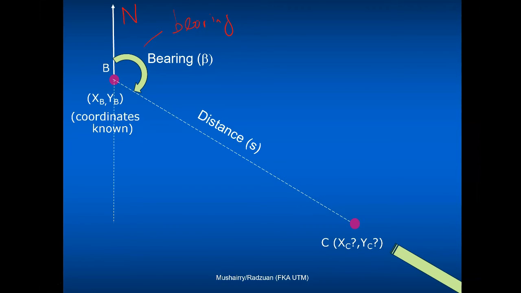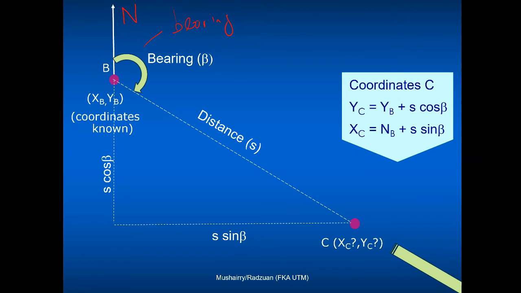So I'm going to use some simple trigonometry. I calculate the vertical distance along the north axis, or the y-axis if you like, and I'll do the same thing on the easting, or the x-axis. So I will obtain another value, S sine beta. So that simply means that the coordinate of C is given by wherever we have at B, plus the differences in northing and the differences in easting.